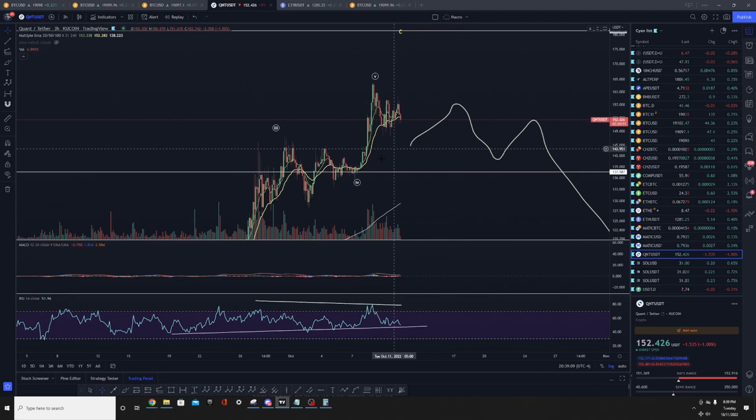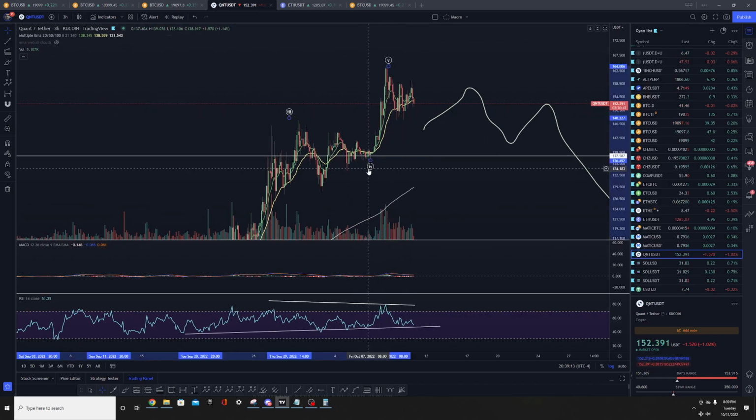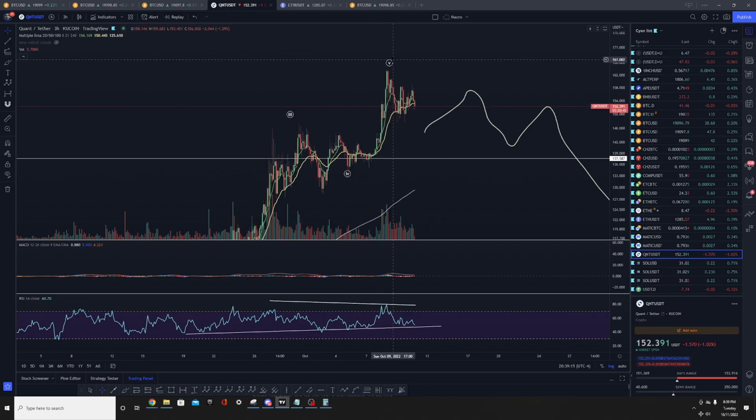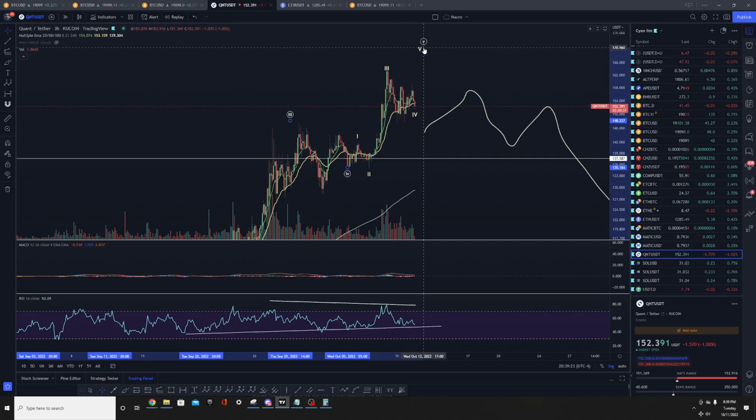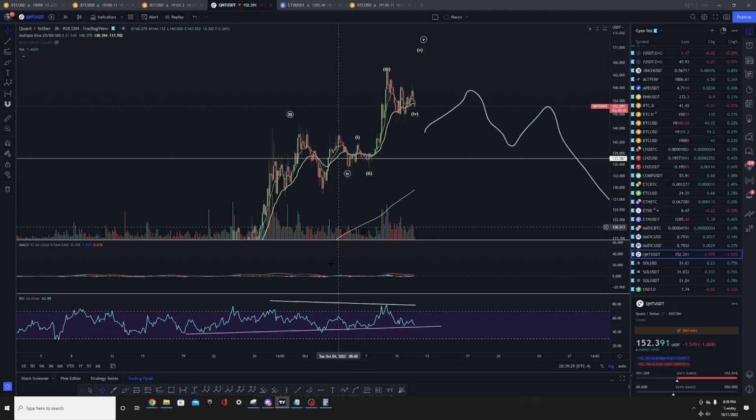Yeah, this looks like a distribution. The alternative count would probably be like this, but I don't think it's the case just because wave 4 is starting to take too long, right? In terms of this relationship. There are 9 bars, and now it's taking too long.